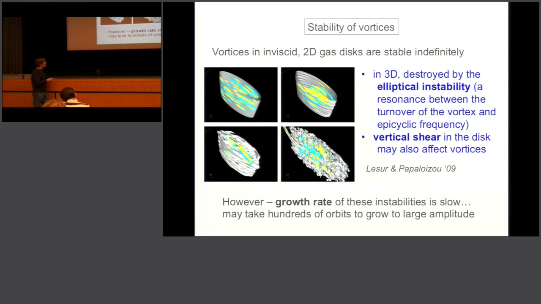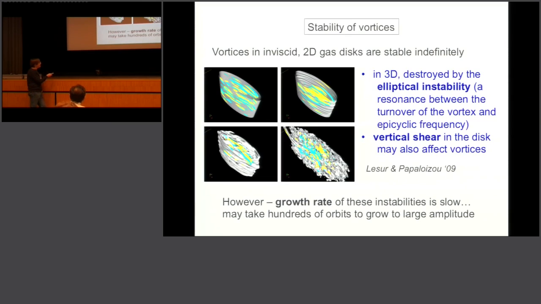Roughly speaking, what happens here is that when you have a vortex, the rate of turnover of the vortex can be resonant with the orbital period of the gas around the star. This resonance works to create a secondary turbulence in the vortex, which eventually shreds it and destroys it, and returns you to the background disk solution. Here are some simulations by Lesur and Papaloizou. Here you start with a nice well-defined vortex. As time goes on, these three-dimensional perturbations to the vortex start growing, and by some late time, as you can see, the nice vortex you started with has been completely destroyed and shredded.